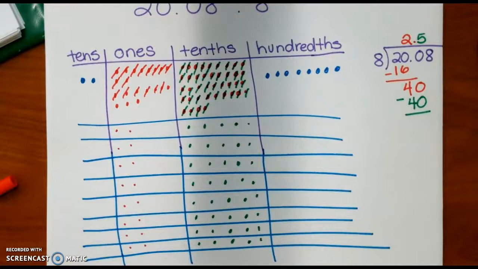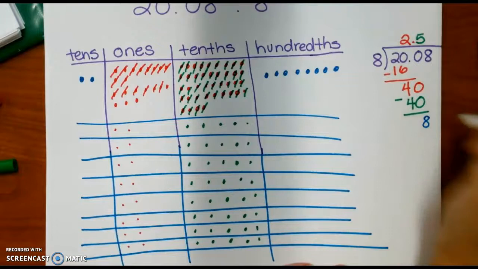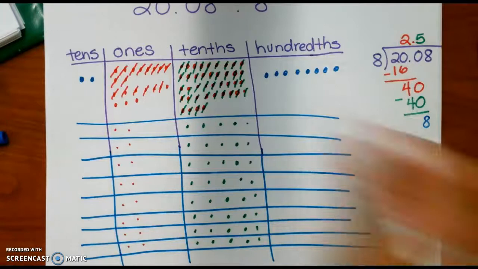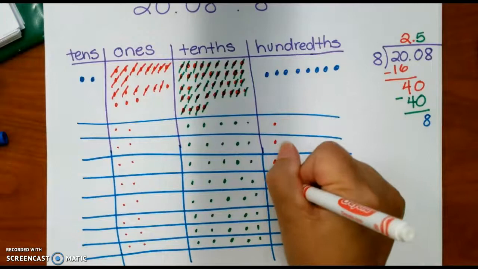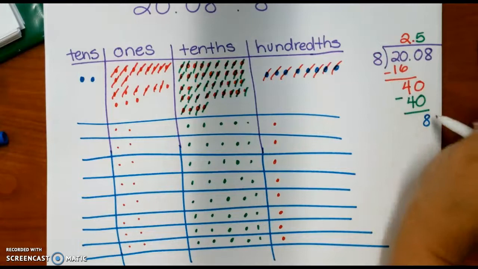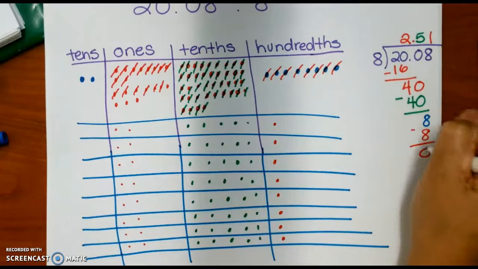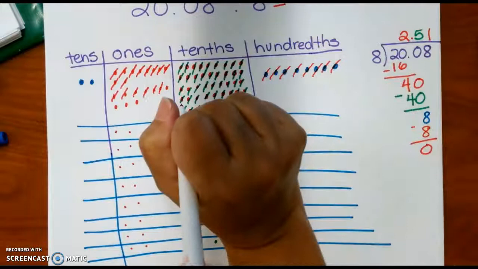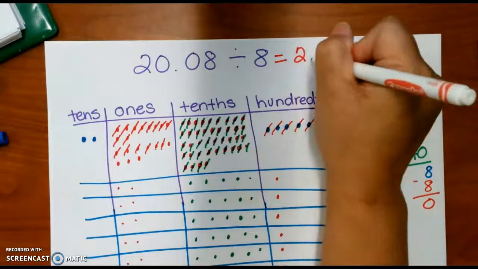in my tenths, but I still have my 8 hundredths. So, when I divide my 8 hundredths by 8, I'm going to put 1 in each group. So, there's 1 in each group. 8 divided by 8 is 1. 1 times 8 is 8. And when I subtract, I have nothing left. So, 20 and 8 hundredths divided by 8 is 2 and 51 hundredths.